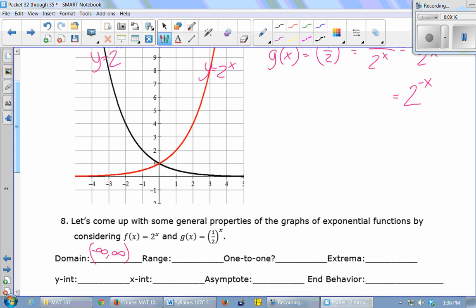And what's the range of both of those graphs? 0 to infinity. They never go below the x-axis. So y values start at 0 and go up. But we don't include 0. It never actually gets there. It approaches the asymptote.